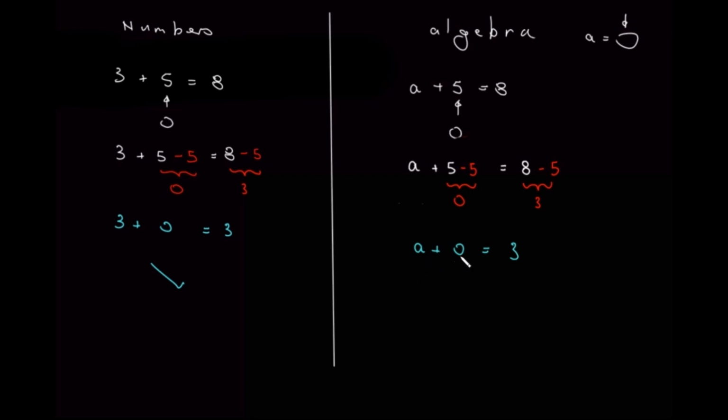Here, this now becomes just A equals 3. So it's shown us that the value of the hidden number is in fact 3. So we can substitute in there the value of 3. So we end up with 3 plus 5 is equal to 8.